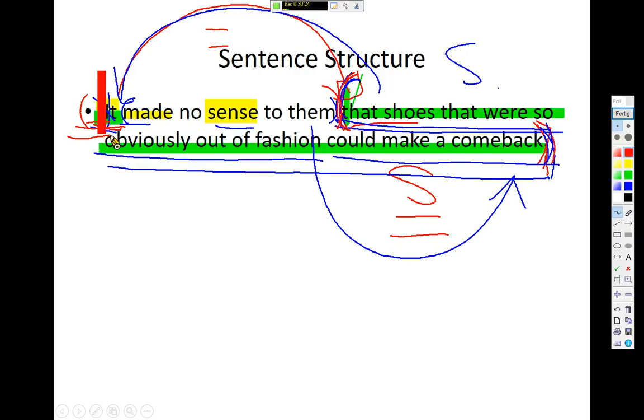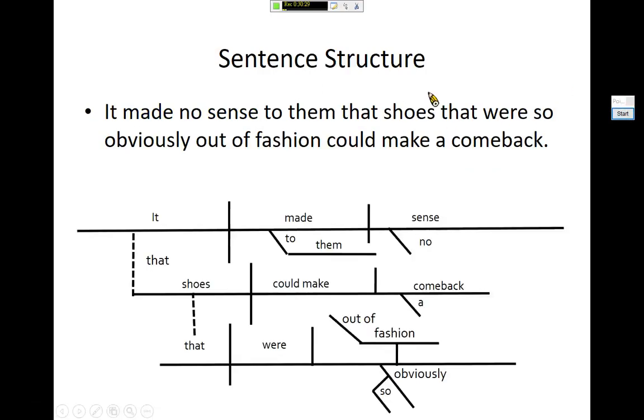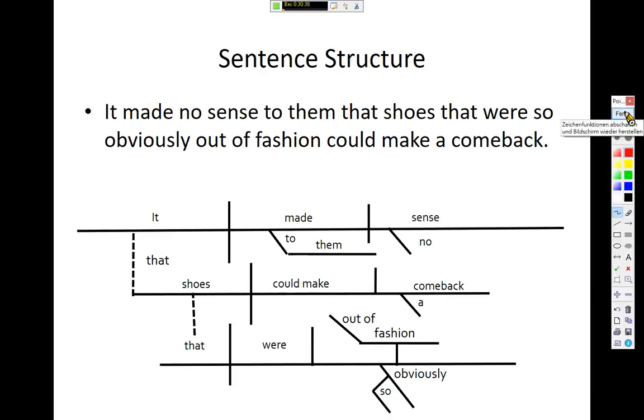Okay, so now, let's move to the structure here. As you can see, it's more complicated, right? A little bit more complicated. But let's take a look. Do you see, this is the main line, right? Still the main line, right? See it? And did you see it? The subject. Made, transitive verb. And the sense, oops, this is wrong. We do not have this.